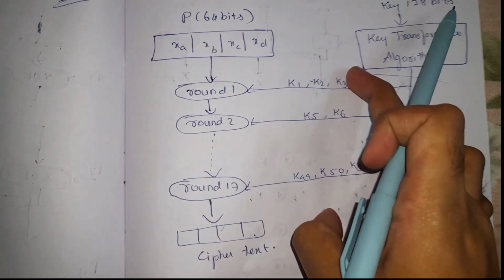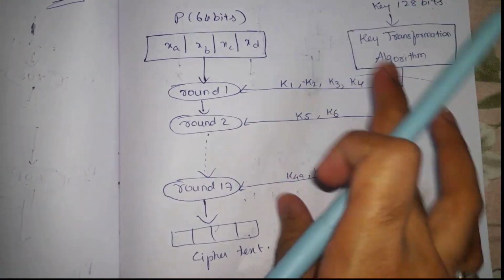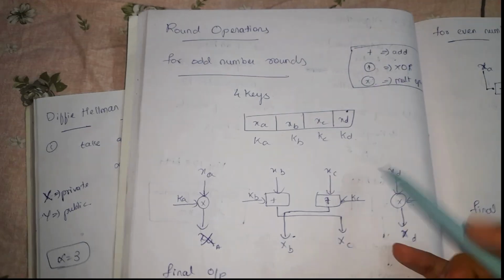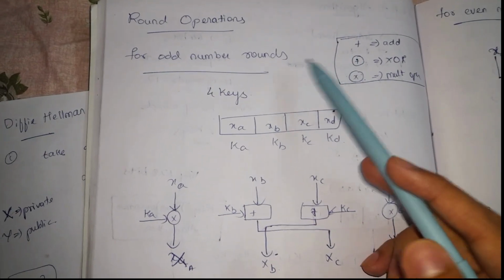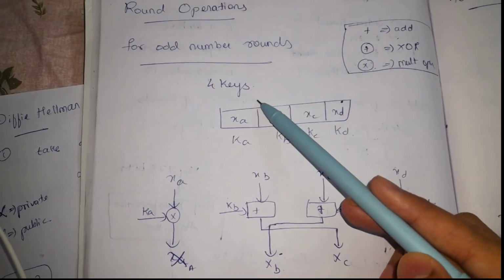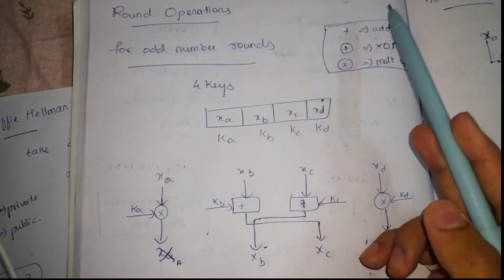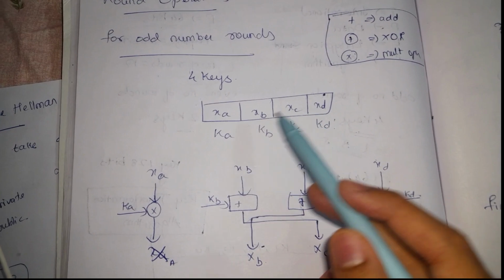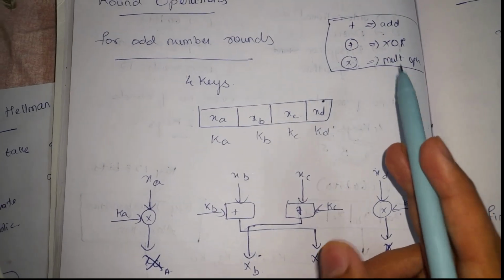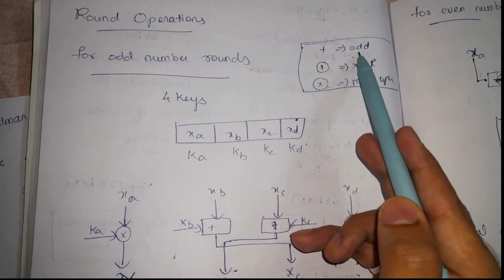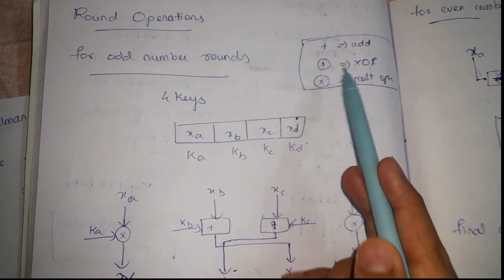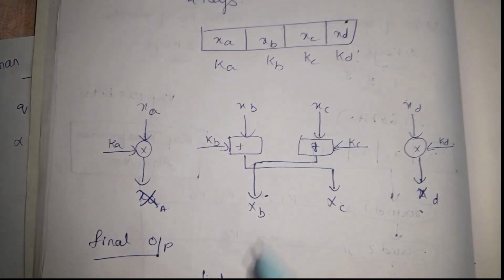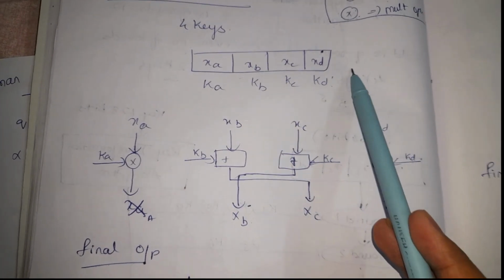Now I will tell you in detail what happens in each and every round, for odd numbered rounds and even numbered rounds. These are the round operations. As I said, in odd numbered rounds we use 4 keys to perform encryption. This is our plain text of 64 bits split into 4 blocks of 16 bits each. Now these are some terminology. The plus symbol represents XOR, and this one represents the multiplication operator. Each block is processed individually with the help of these 4 keys.